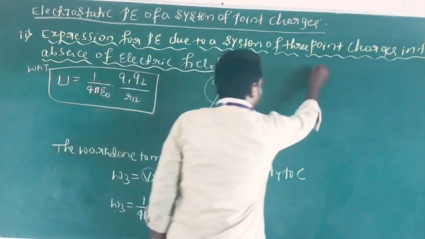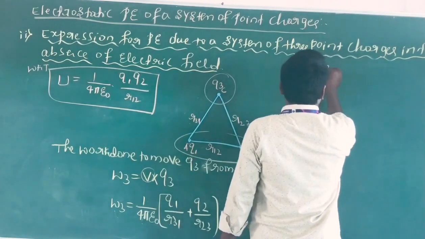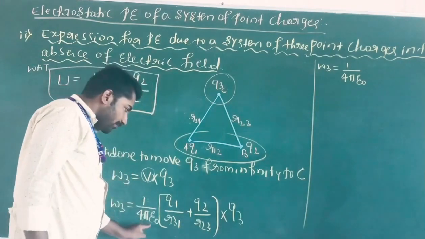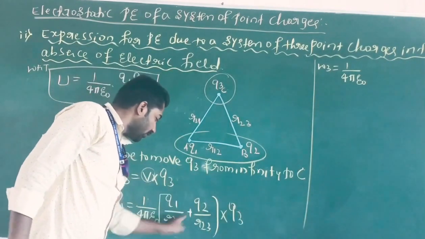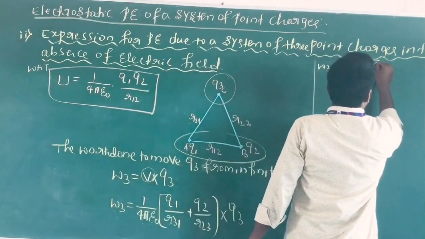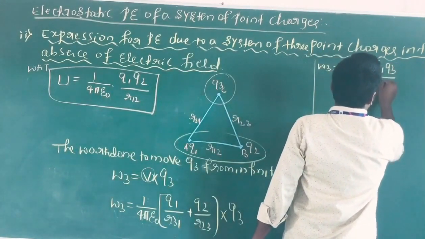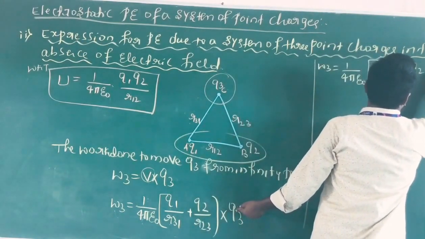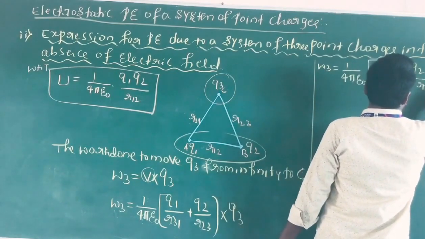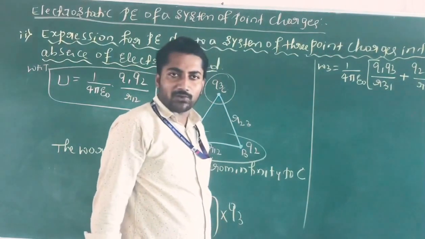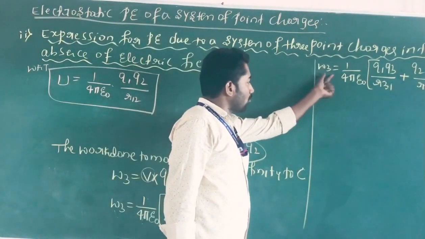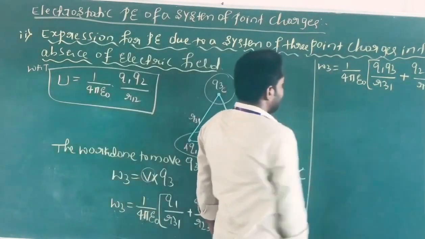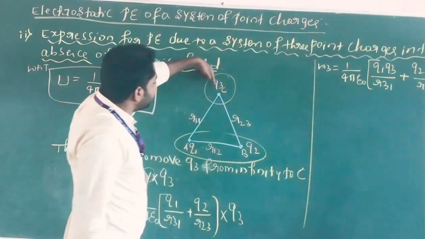Multiplying this value out, we get W3 is equal to 1 divided by 4 pi epsilon naught, times Q1 into Q3 divided by R31 plus Q2 into Q3 divided by R23. Here is the work done to move Q3 to C from infinity. We get this equation; this is the work done at point C.